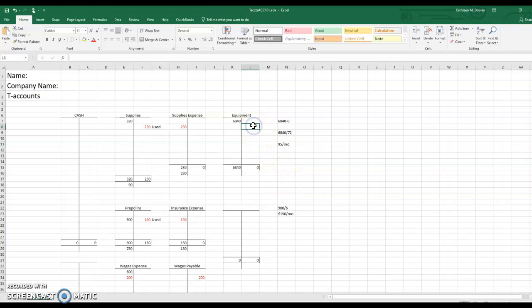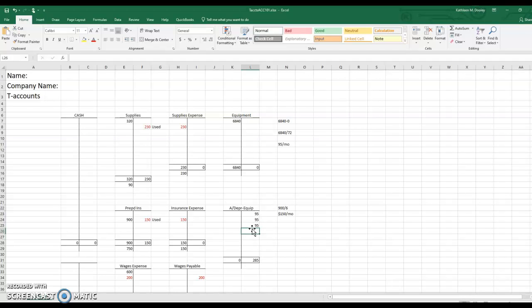However, we're not going to put the $95 for each month as a credit in equipment because the historical cost principle says I can't do that. I need to leave this original cost in there. So instead, I have a contra asset called accumulated depreciation - equipment, and the $95 for June is going in there, and then at the end of July, again we have another $95. And the end of August, we have another $95.